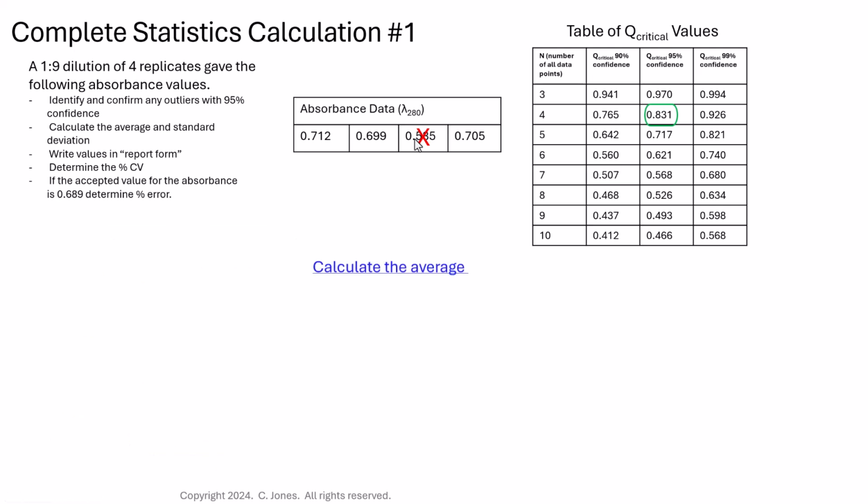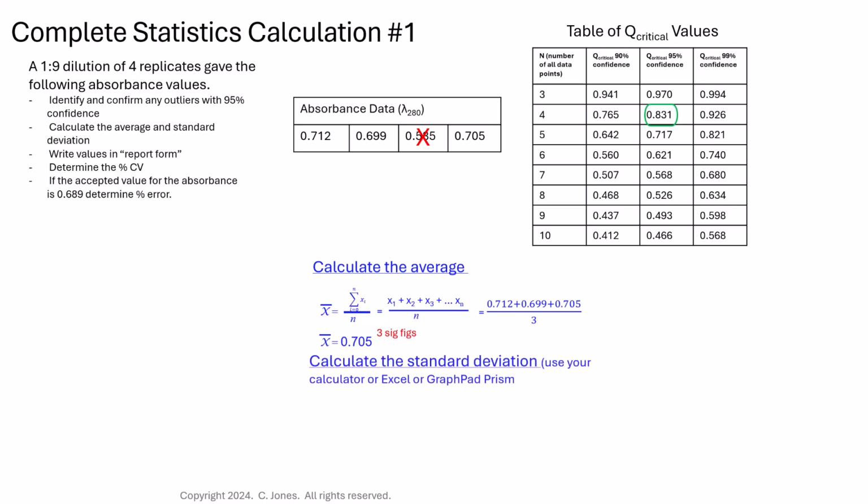Okay, calculate the average. Right, we know how to do this. Add the measured values, divide by the number of measured values. And now we're excluding the outlier. So this is just going to be 0.712 plus 0.699 plus 0.705 divided by 3. Okay, and our average value is 0.705. 3 significant figures. Calculate the standard deviation as before.